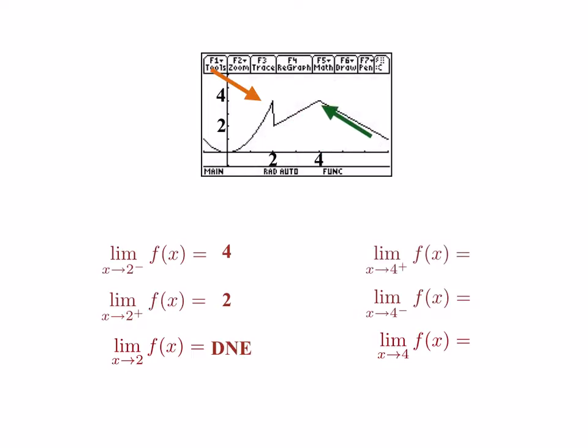Let's look at another example. So let's consider the limit as x approaches 4 from the right of f of x. Here, the functional value is getting closer and closer to 4. Now let's look at the limit as x approaches 4 from the left of f of x. We see now that this limit is getting closer and closer to 4 as well. So the limit as x approaches 4 from the right and left both equal 4, and therefore the limit as x approaches 4 of this function is 4.